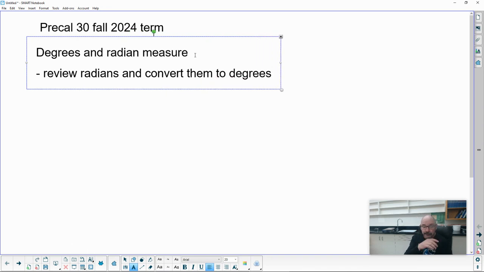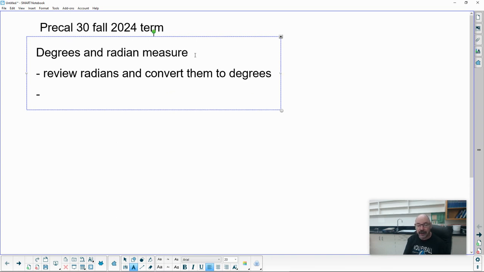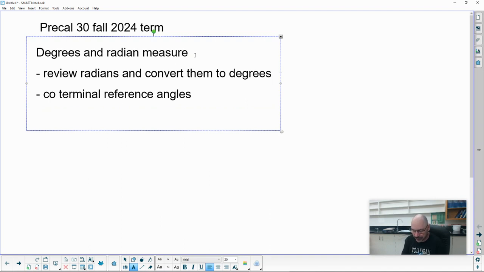Okay, and then we're going to look at coterminal angles. That's also something you've done before. Just to review, reference angles, because we're going to be looking at angles in the four quadrants. And then we're going to be looking at the arcs in a circle. So those are the three things we're going to do today.